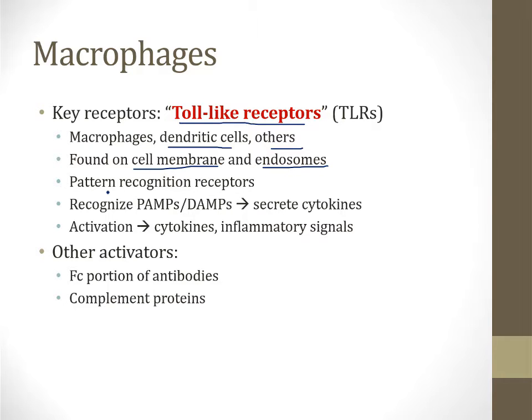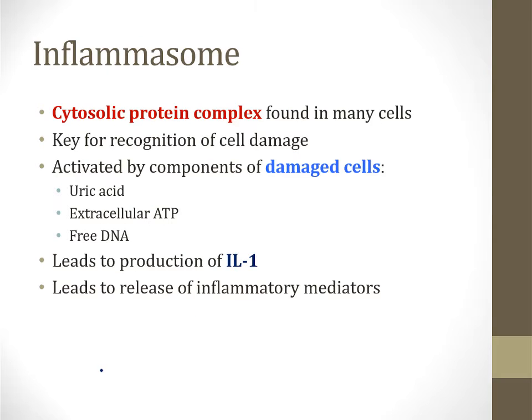These are referred to as pattern recognition receptors, and that's because they recognize the patterns found in PAMPs or DAMPs. When they recognize these, they secrete cytokines. They also become activated cells and send out more cytokines and other inflammatory signals, and this triggers the entire acute inflammatory response. And besides toll-like receptors, there are other activators of macrophages. The Fc portion of antibodies can activate macrophages, and complement proteins can as well. So toll-like receptors and PAMPs and DAMPs are one way that acute inflammation can be activated.